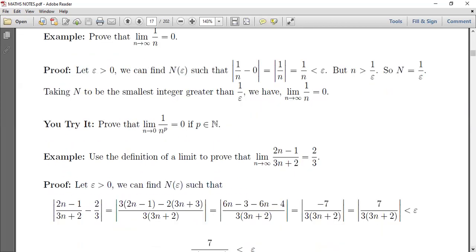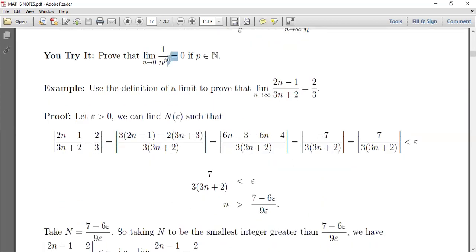Can you prove also that the limit of 1 over n to the power p is equal to 0, for p being an element of the natural numbers?